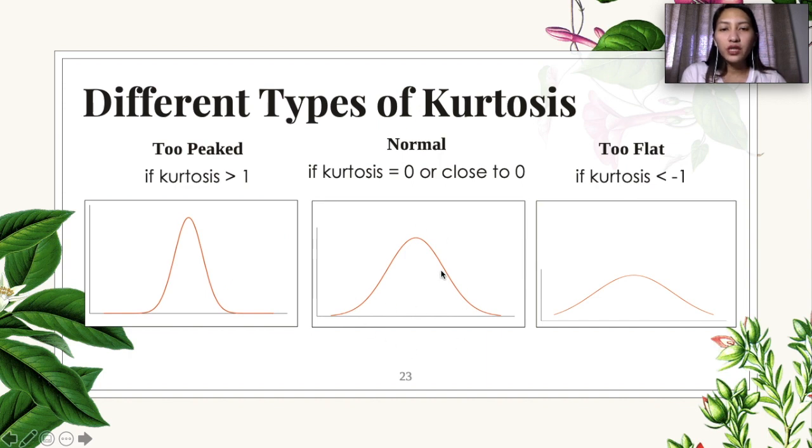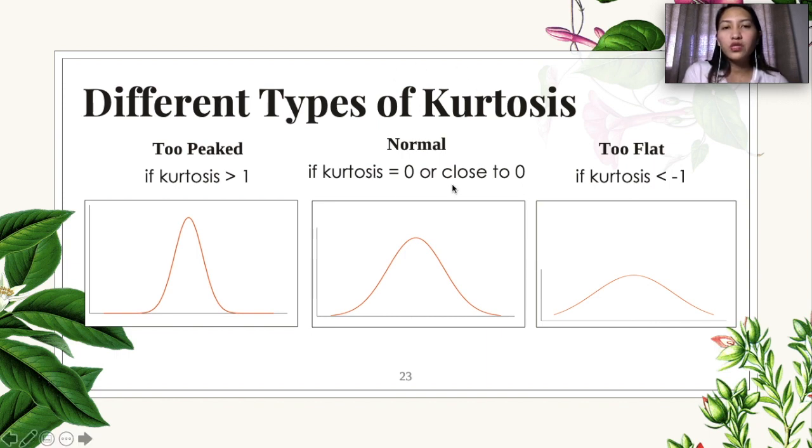Kapag mesocortic, ganito, normal bell curve. Kapag platycortic, ganito naman. Kapag leptocortic, yung value ng kurtosis niya is greater than 1. Ibig sabihin niyan is 1.2, 1.3, ganon.